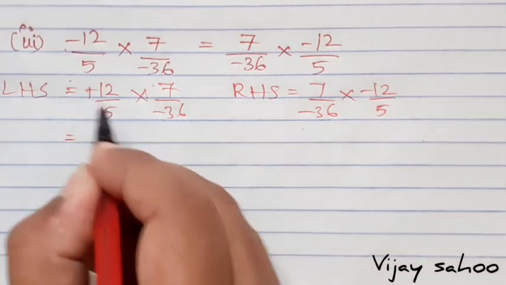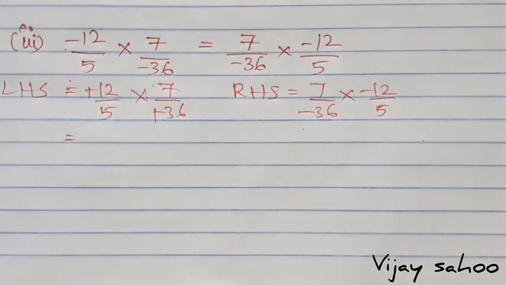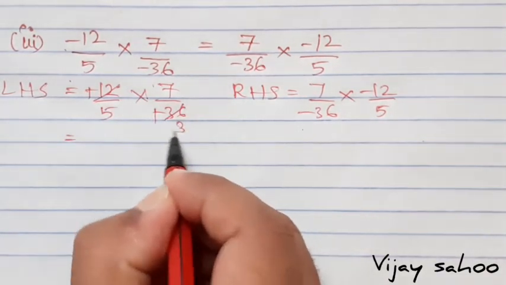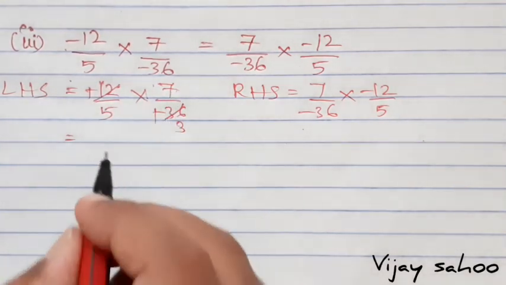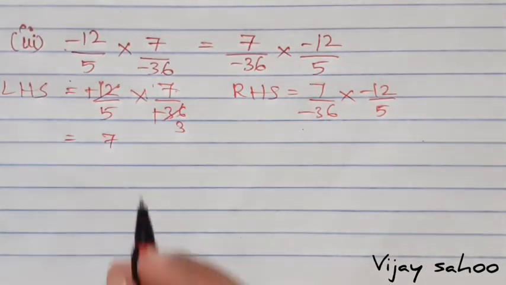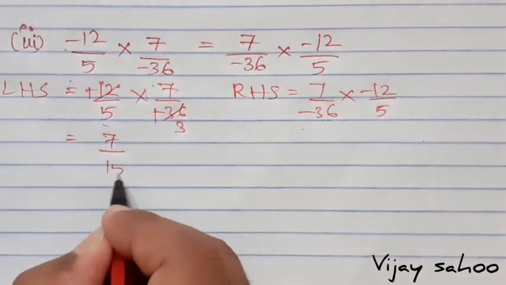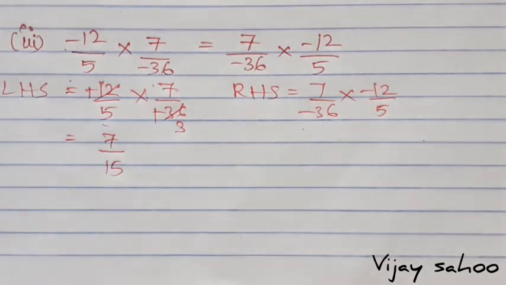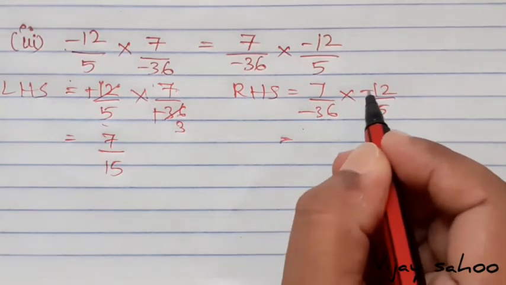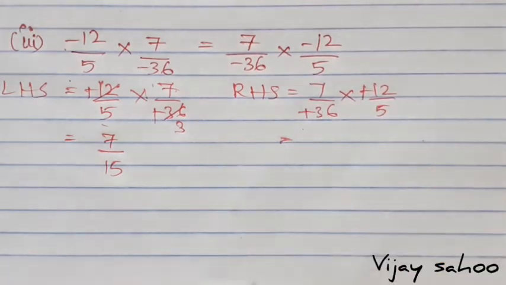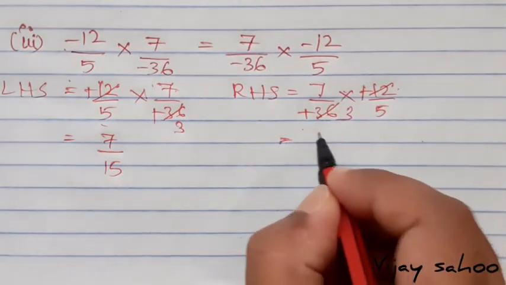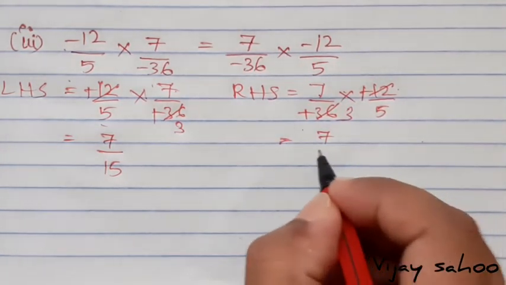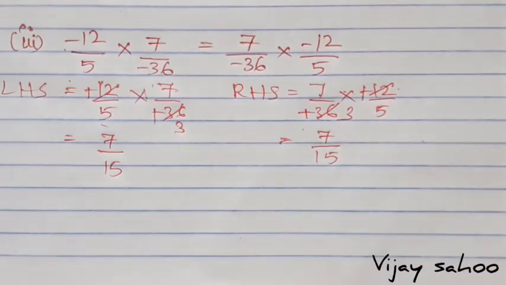Here minus, plus, 12 3s are 36. So numerator is 1 into 7, 7. Denominator will be 5 into 3, that is 15. Here again minus, plus, 12 3s are 36. 7 multiplied by 1, so that is 7, and denominator will be 3 into 5 is 15.